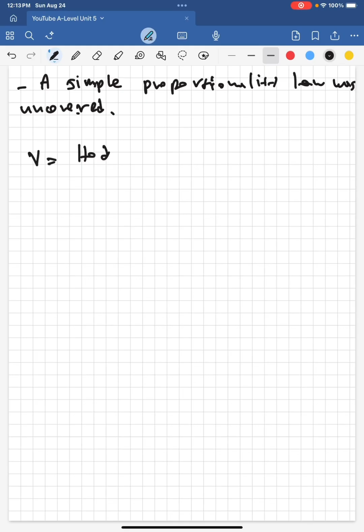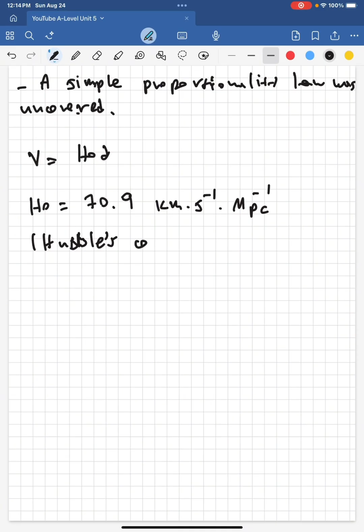Now H0, which is called the Hubble's constant, is equal to 70.9 kilometers per second per megaparsec, okay? This is how it's defined. And it's not actually a constant in the sense that every few years more data become available, so this thing is recalculated and reestablished, so it changes, okay?